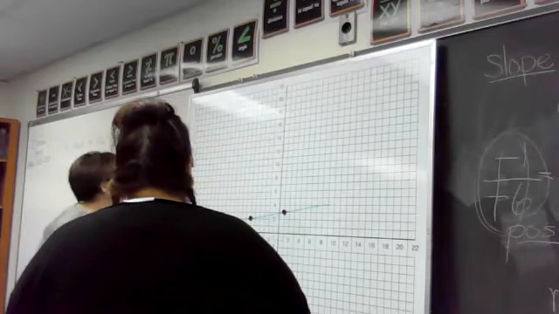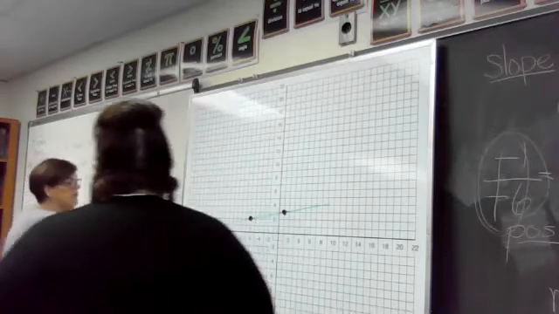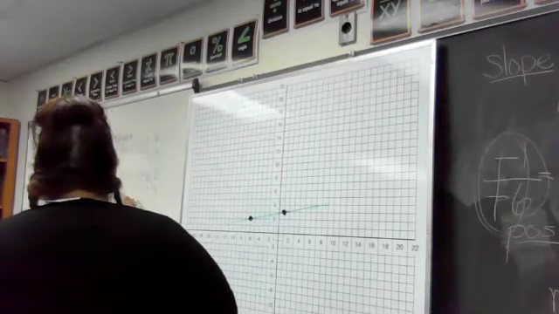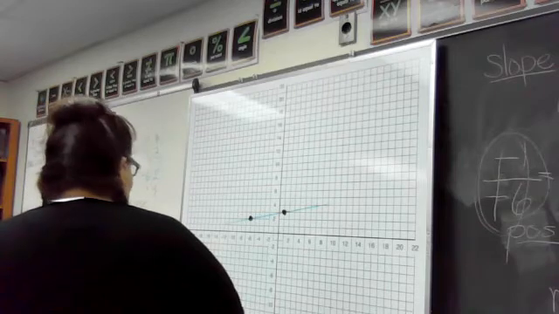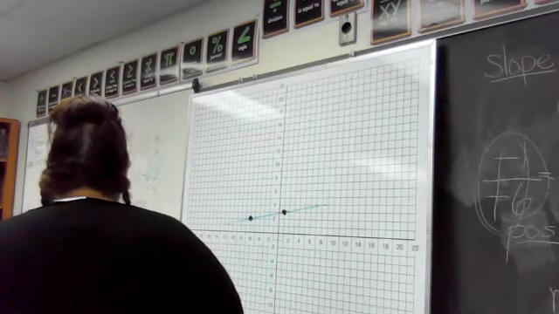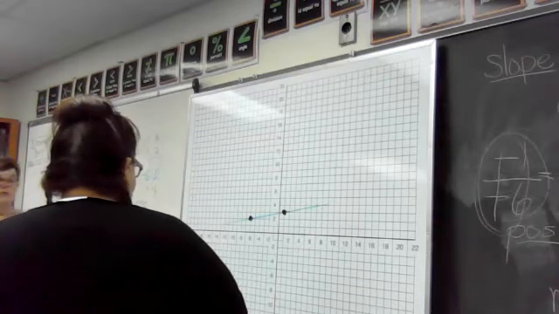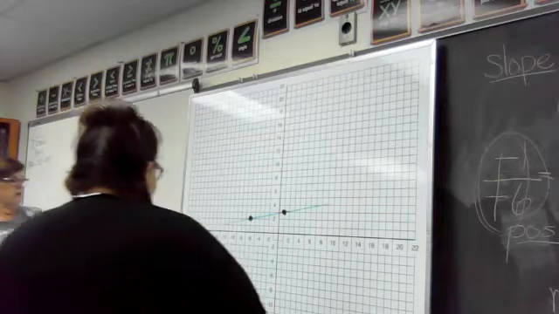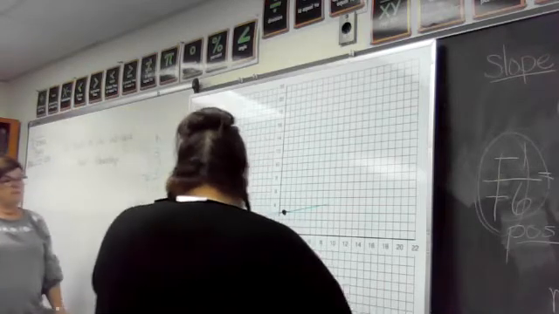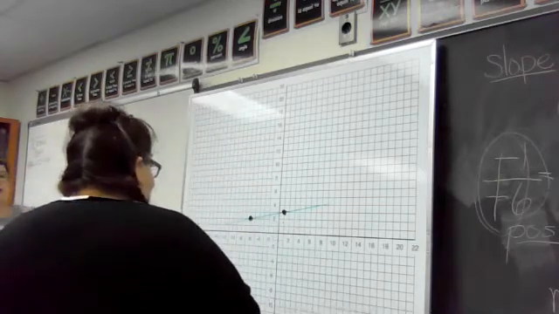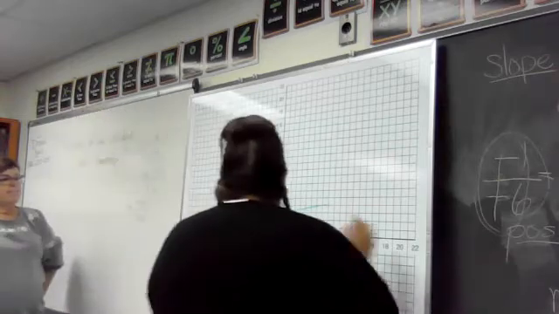Okay, now, good job. Now you're going to find out what the slope is. It's the rise over the run. And remember, now we're just doing slope, so we're going house to house. It doesn't matter which house you start at. Okay.